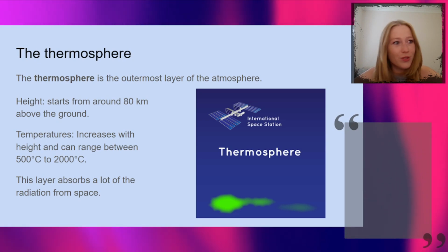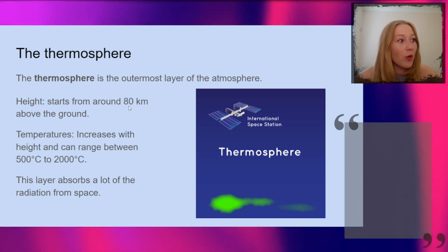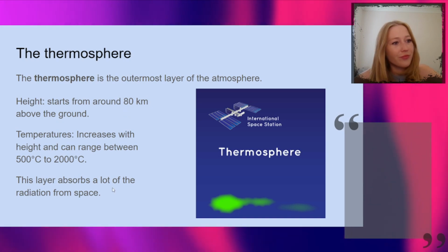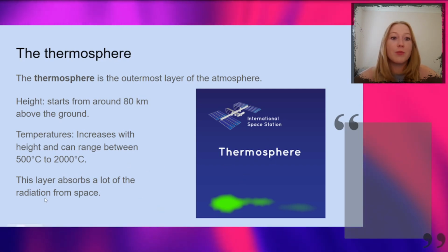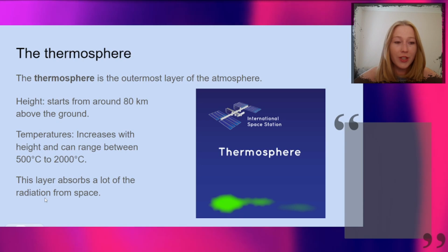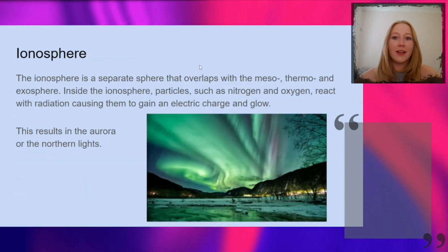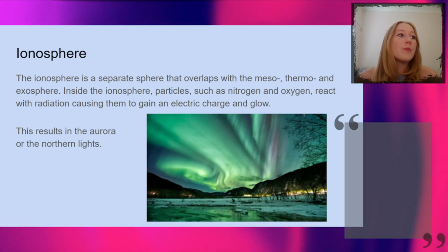It's worth knowing those. Okay, so then it starts at about 80 kilometers above the ground, and that goes all the way to the exosphere. And the reason why this is so hot is because it absorbs so much of the radiation that comes from the sun. And then the last layer that I just want to brief over is the ionosphere.